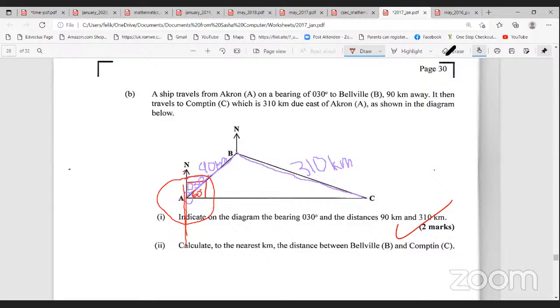So let me go again. It says it then travels to Compton. So it travels from B to C. But they tell us that C is 310 degrees, due east. So they say that it is east. So that's north, this is south.